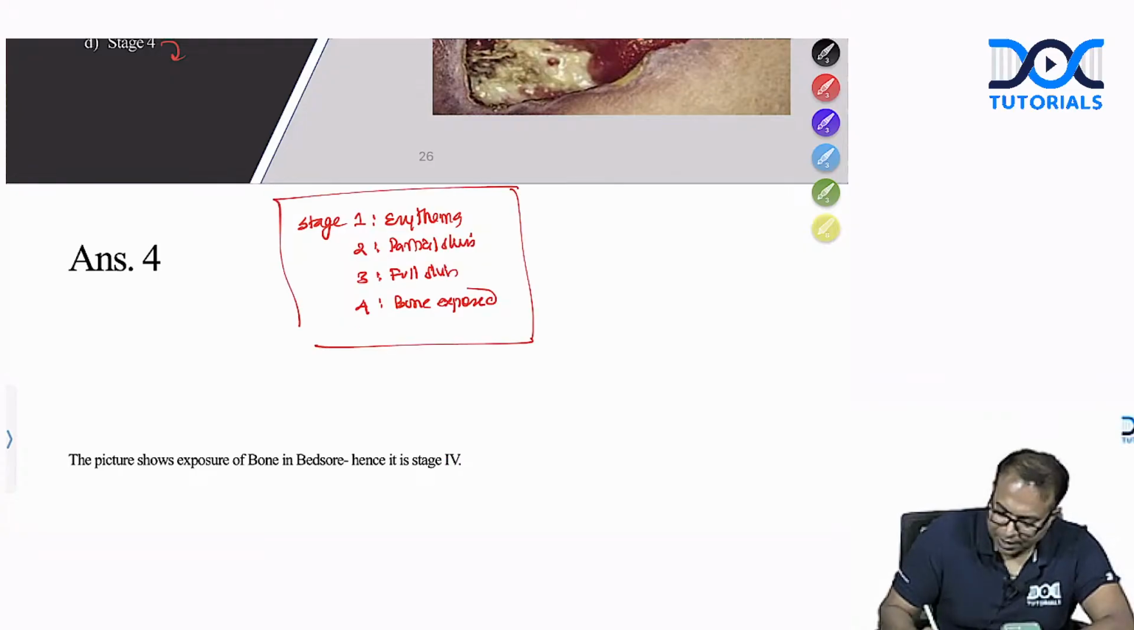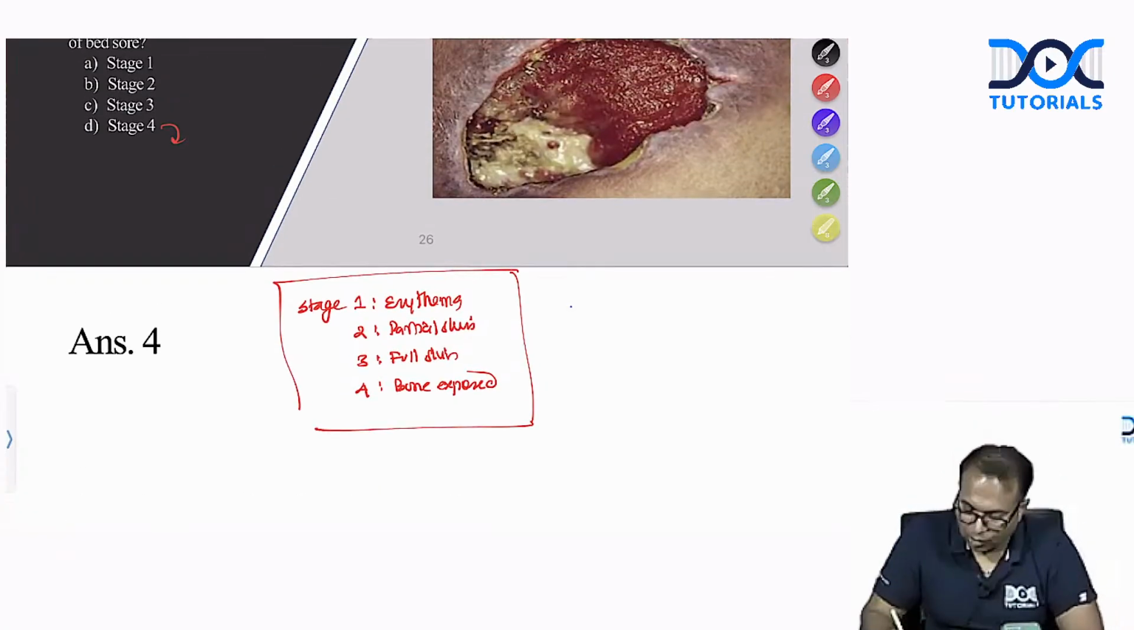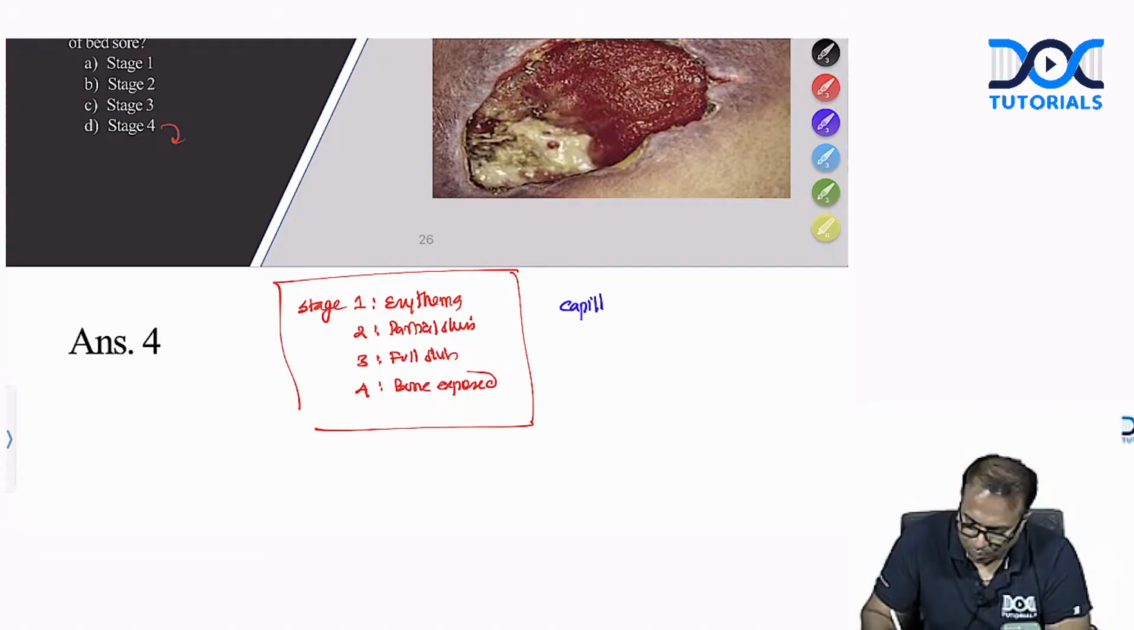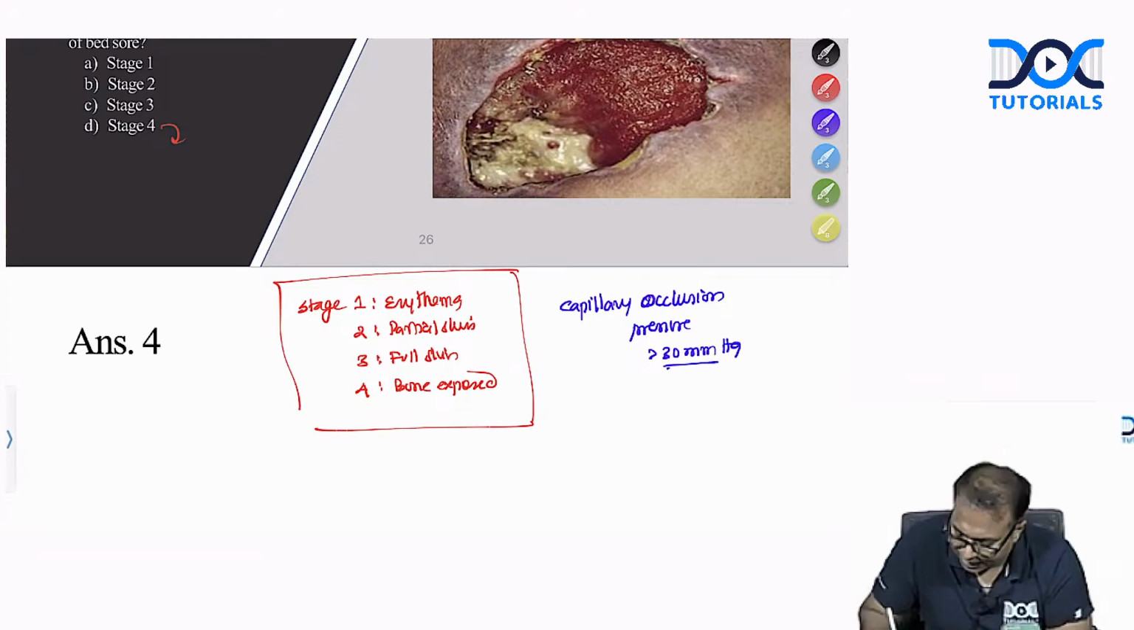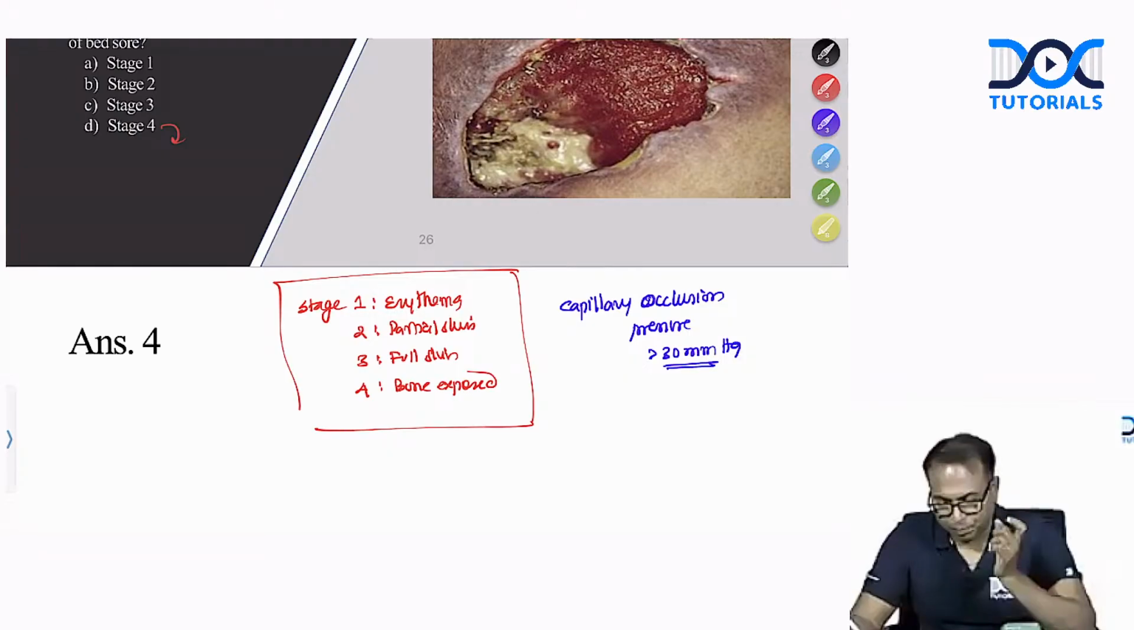This is the order. And now, bed sore happens when the capillary occlusion pressure is more than how many millimeters? Capillary occlusion pressure more than 30 millimeters mercury. When the patient is lying continuously with a pressure of 30 millimeters mercury, this causes pressure necrosis.